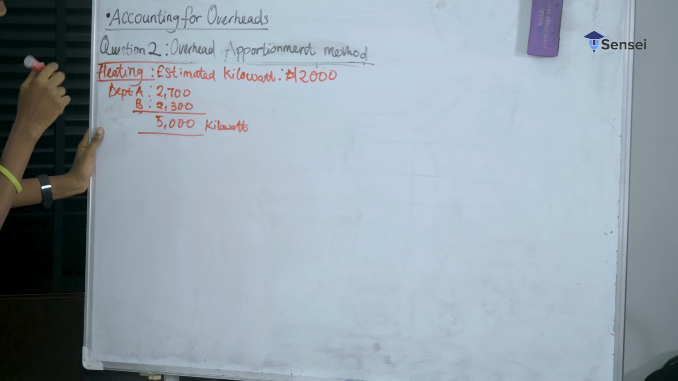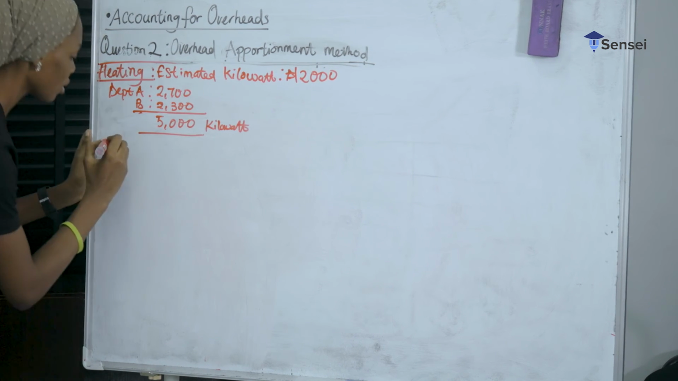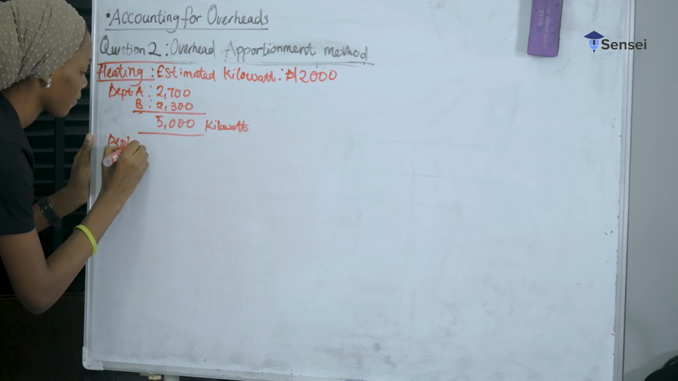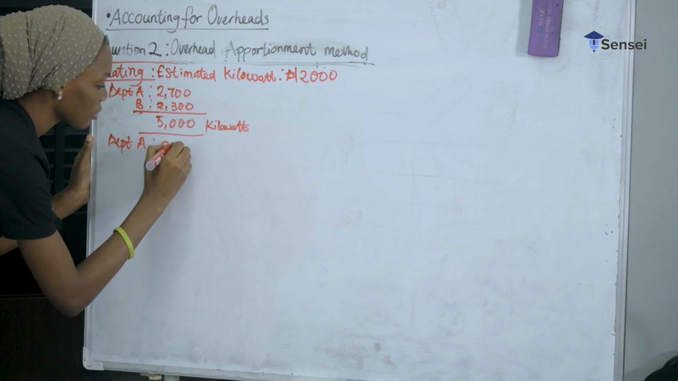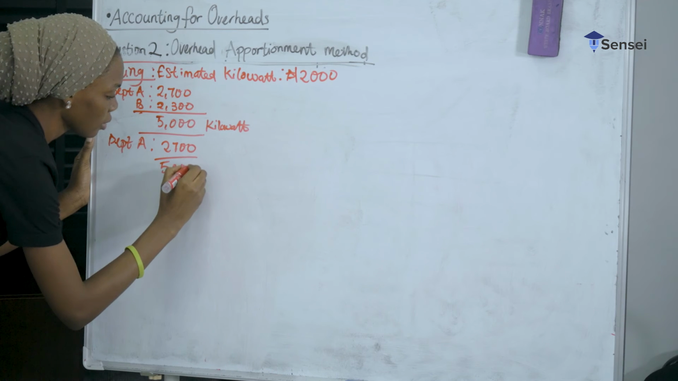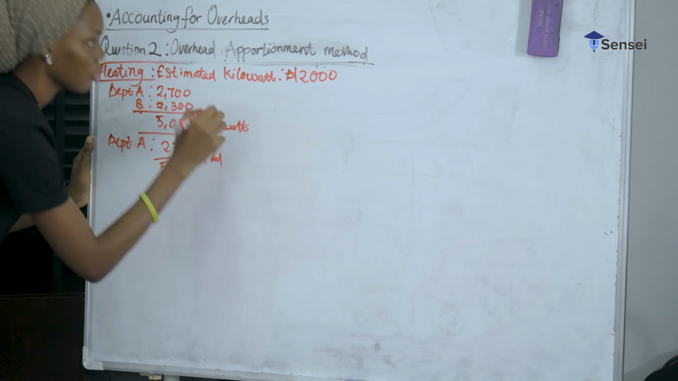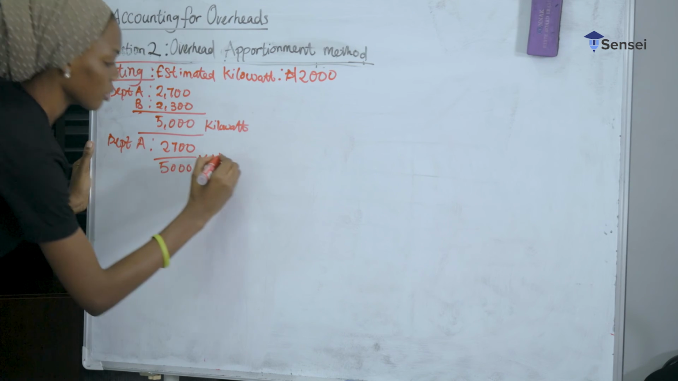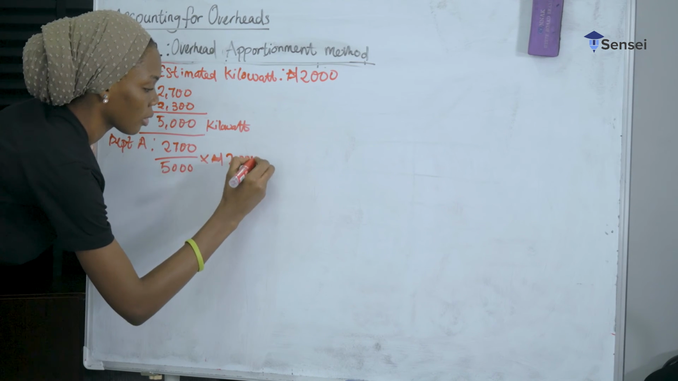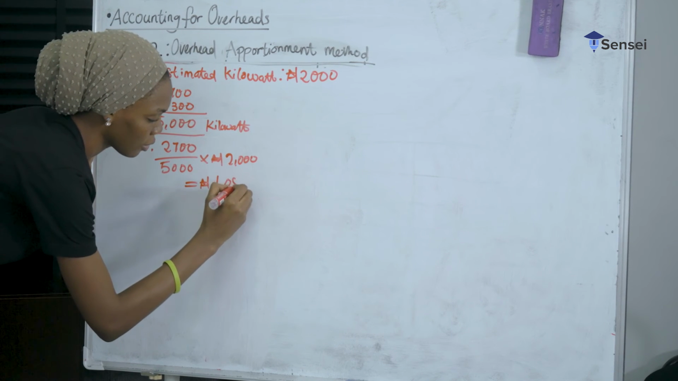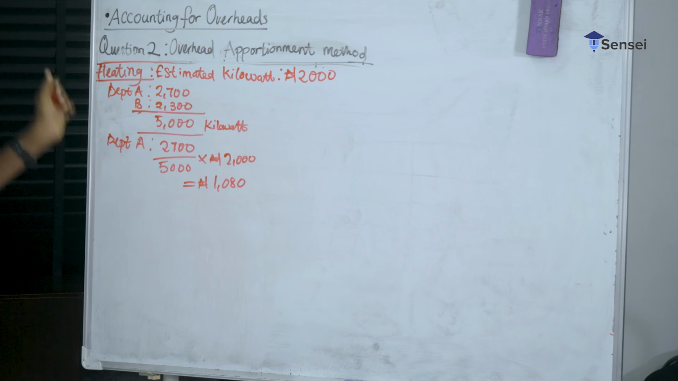So to calculate this, we start the same way we did the other ones. For Department A, we have 2,700 kilowatts by 5,000 kilowatts. Then we multiply it by the cost of heating in the organization, which is 2,000 naira. This gives us a cost of 1,080.